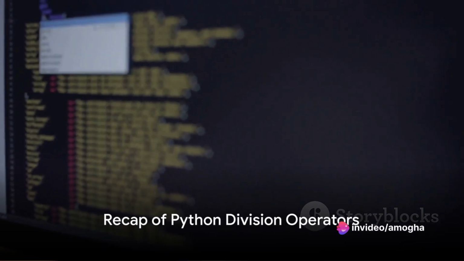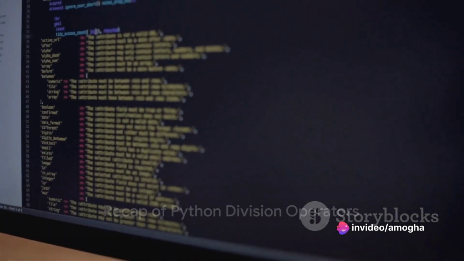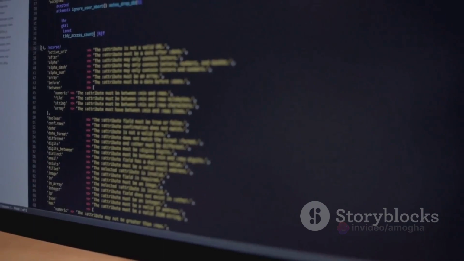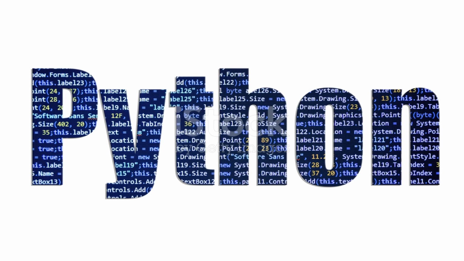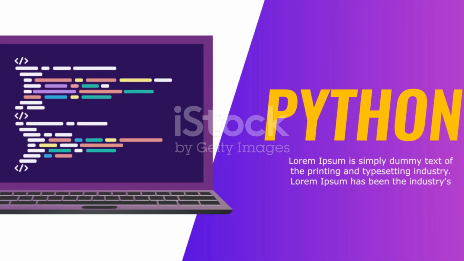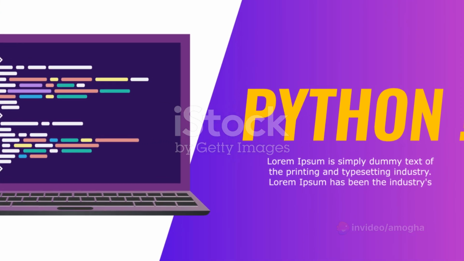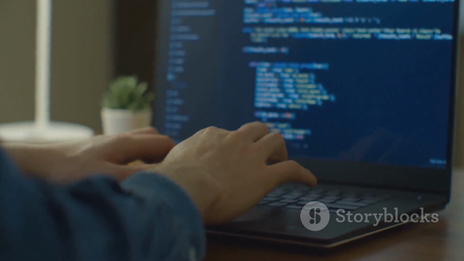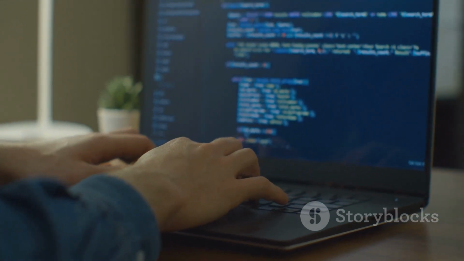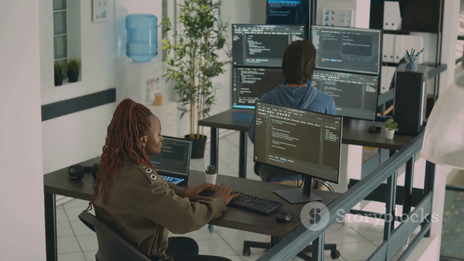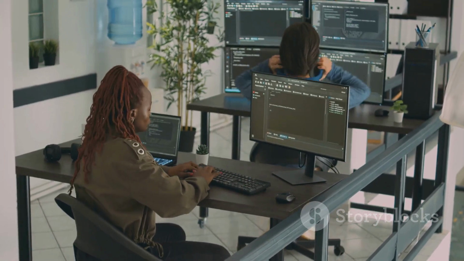Let's recap what we've learned about division operators in Python. We've dissected two types. The float division operator, represented by a single slash, which returns a floating point number, providing a precise quotient. On the other hand, the integer division operator, denoted by double slashes, gives us the largest possible integer, essentially rounding down the quotient. These operators are fundamental in Python coding. Remember, practice makes perfect. So keep coding and experimenting with Python division operators.